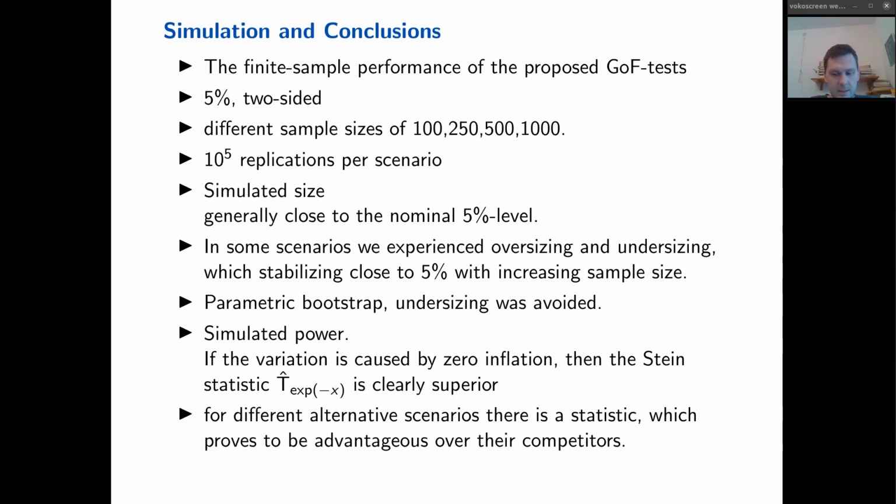Regarding simulated power, we had different good statistics for different scenarios. Sometimes the dispersion index was a really good one. If the variation is caused by zero inflation, for example, then the Stein statistic is clearly superior. So for different alternative scenarios, there was a statistic which proved to be advantageous over its competitors.